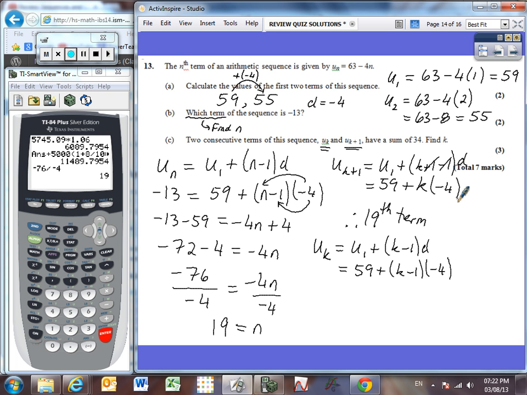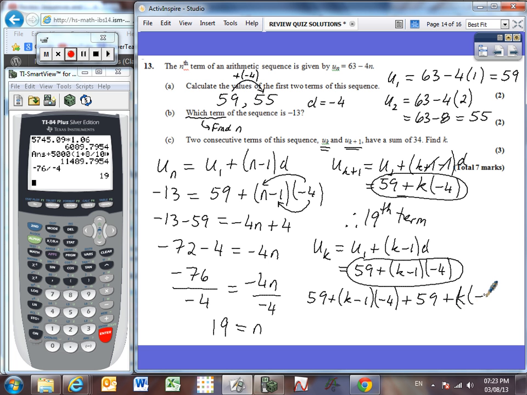So at this stage, all I've done is used my arithmetic sequence formula to be able to integrate these subscripts of k plus 1 where I had an n, or in this case a k where I had an n. And then I substituted in my known values of u1 and d. Now we know that the sum of these 2 terms, this one and this one, is equal to 34. So let's write out that expression then. 59, so this is uk right now. And now let's add it to uk plus 1.